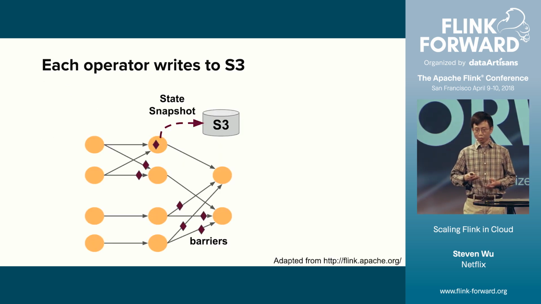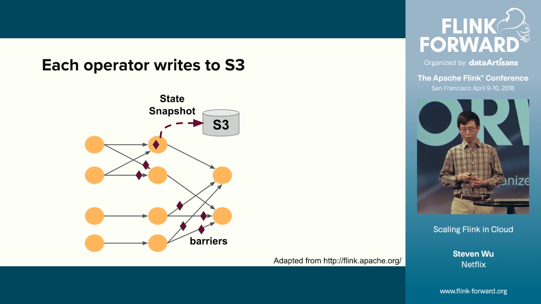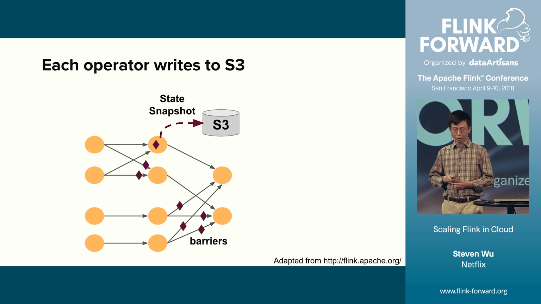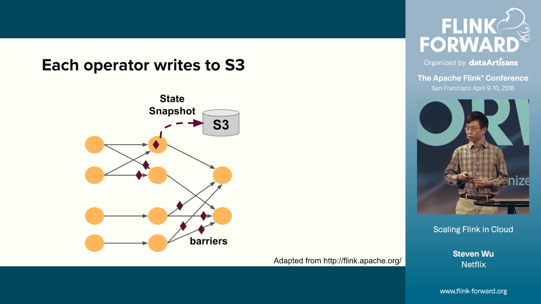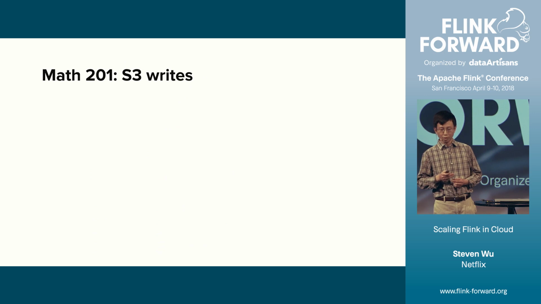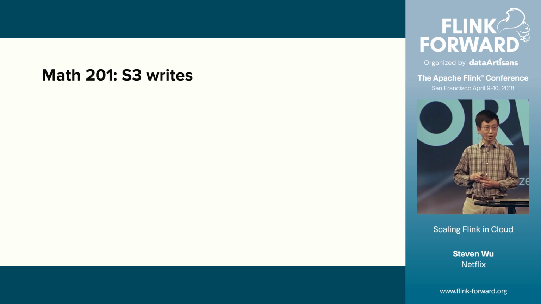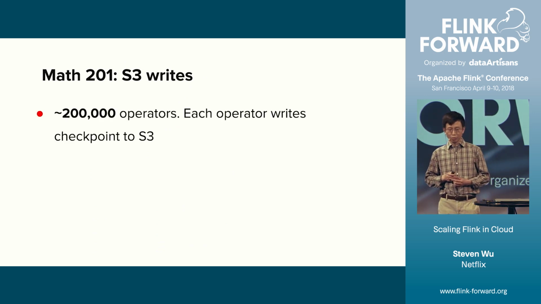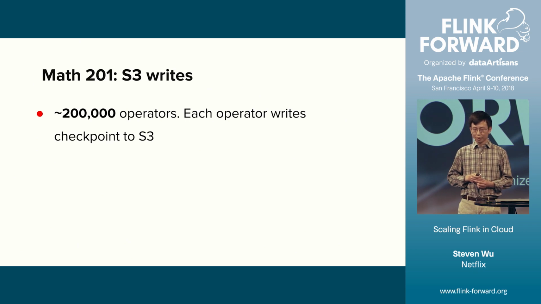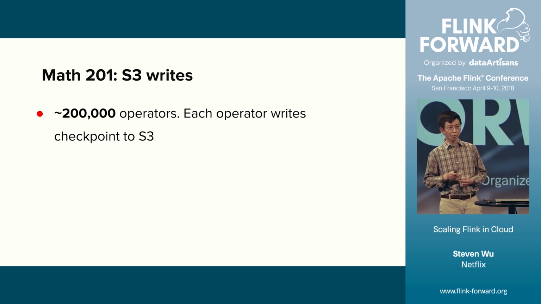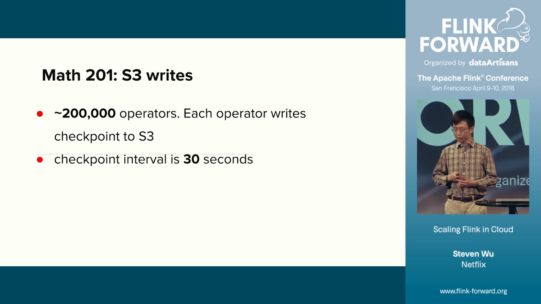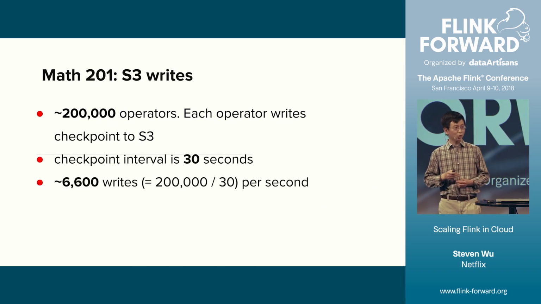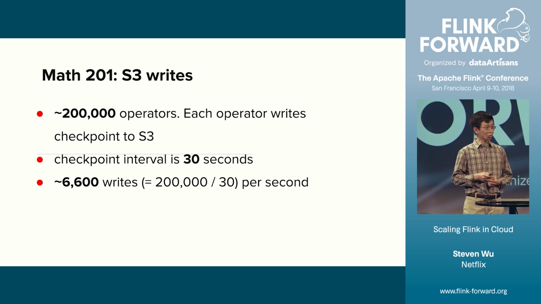If you look inside what a Flink checkpoint does, as a checkpoint barrier flows through the job graph, each operator takes a snapshot of its own state and uploads the snapshot to S3. With that knowledge, let's do the math again. We have 200,000 operators. If each operator writes a checkpoint file to S3, with a checkpoint interval of 30 seconds, then we're talking about over 6,000 S3 writes per second.